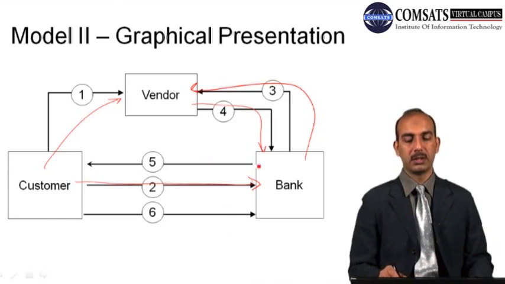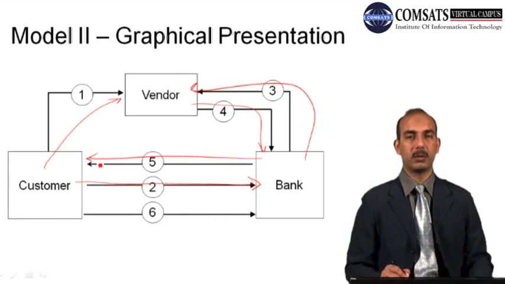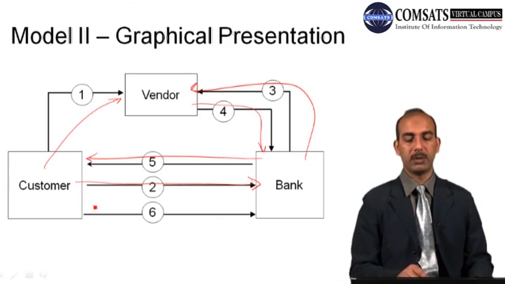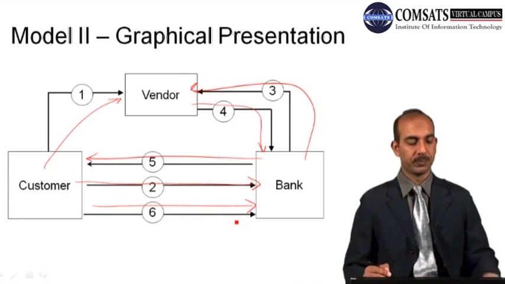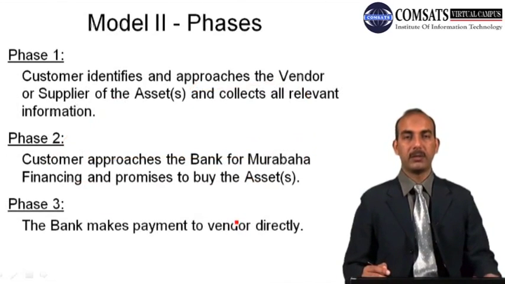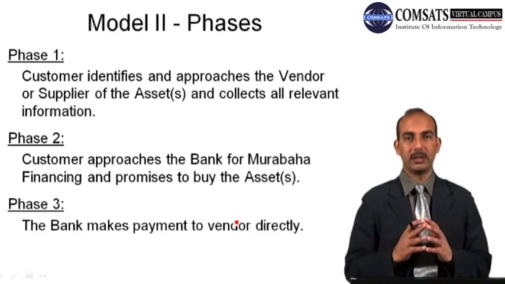And at the 5th stage, that asset will be transferred to the customer and payment will be received on the spot basis, a lump sum basis, or it may be on the installment basis. So for each step, let's have a look. At the first phase, the customer identifies and approaches the vendor or supplier of the assets and collects all relevant information. So the first phase is to identify the asset and to collect the relevant information.